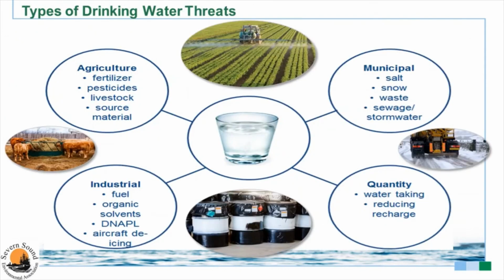There are 22 prescribed drinking water threats under the Clean Water Act, which are addressed through the Drinking Water Source Protection Program. 20 of those deal with impacts on water quality, and 2 deal with water quantity. The threats span multiple sectors, such as municipal, industrial, residential, and agricultural, so nobody is really exempt.